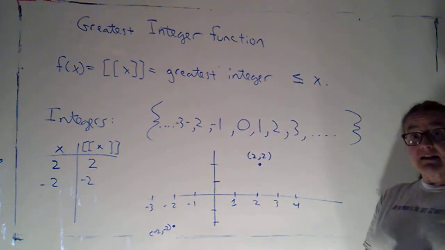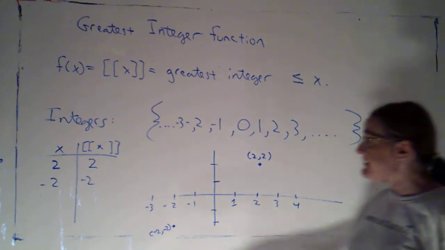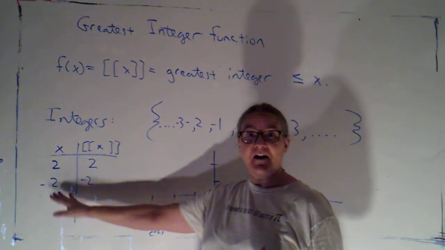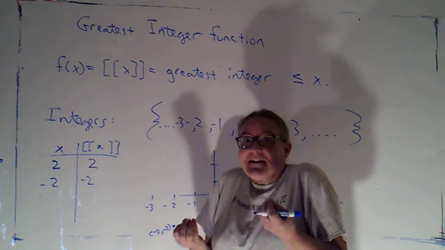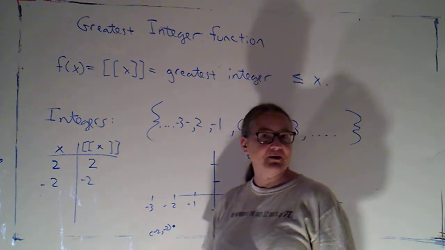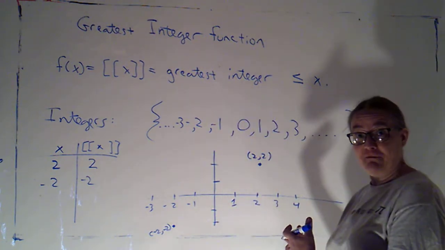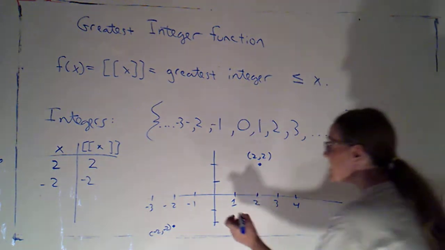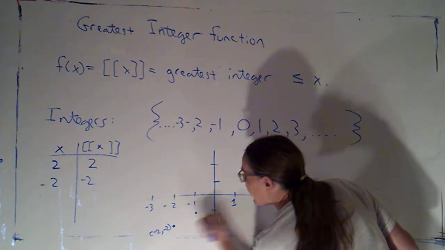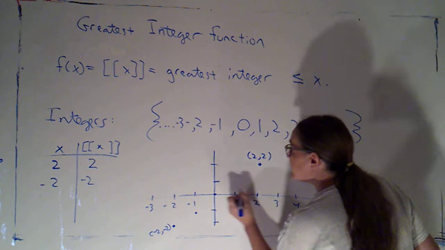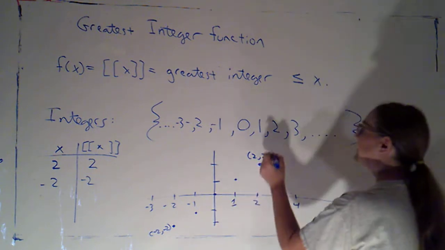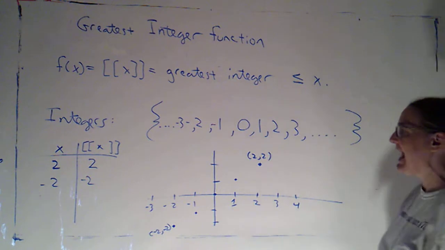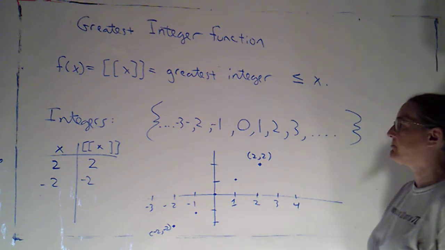And in fact, it will always be the case, if I plug in an integer, that integer will be the greatest integer that's less than or equal to itself, because it's always equal to itself, and everything else that meets this condition is going to be smaller than it. So I'll have points at (-1, -1), (0, 0), (1, 1), (2, 2), (3, 3), etc.